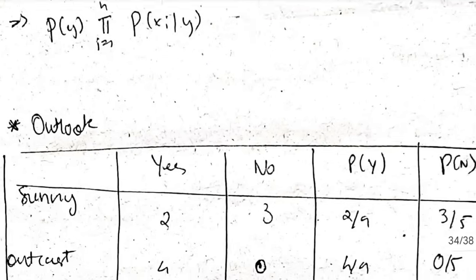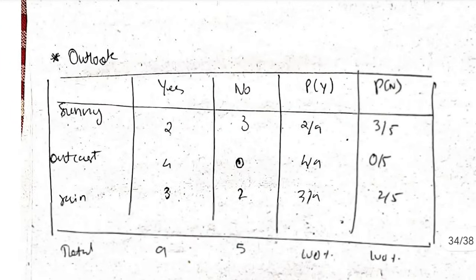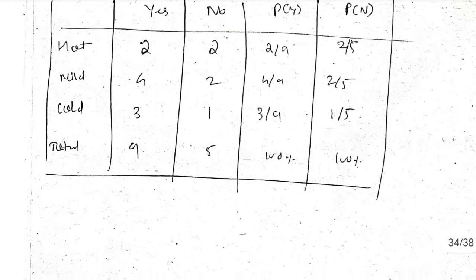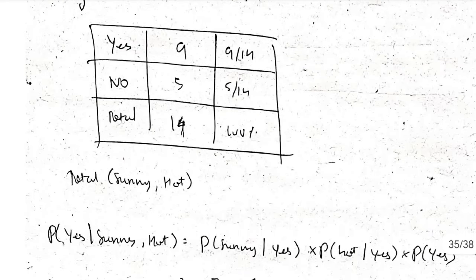Okay, so here some attributes are given like outlook: sunny, overcast, rain, and temperature: hot, cold, mild. Play is given to us, and the thing which is given to us is sunny and hot. So sunny and hot, yes, or sunny hot, no. Those two calculations should be done.